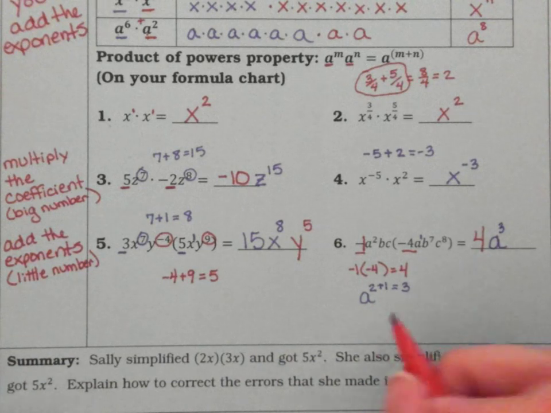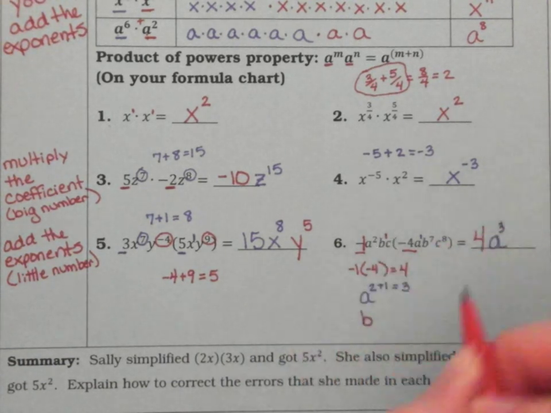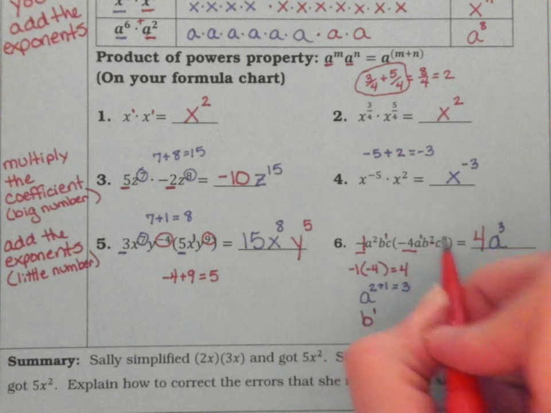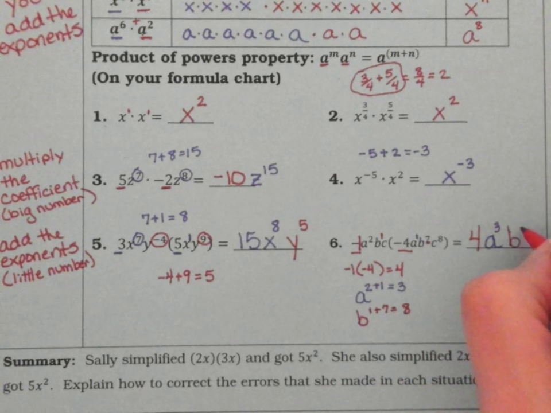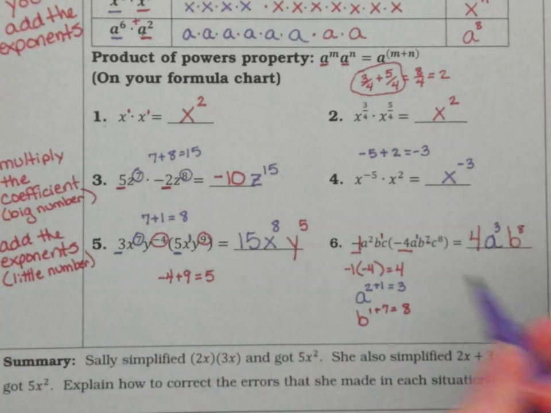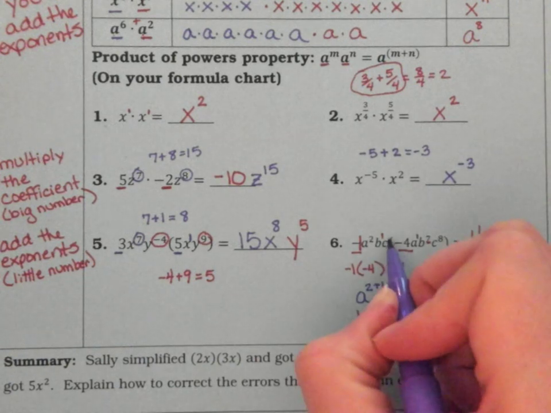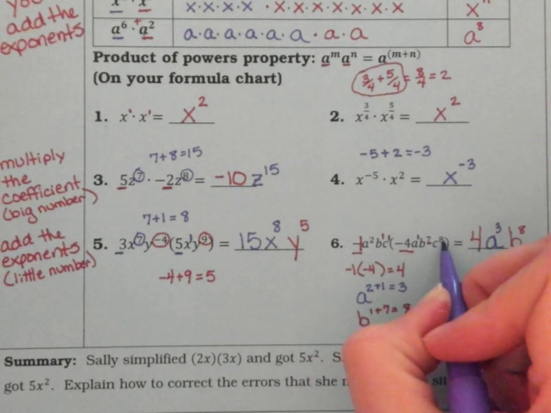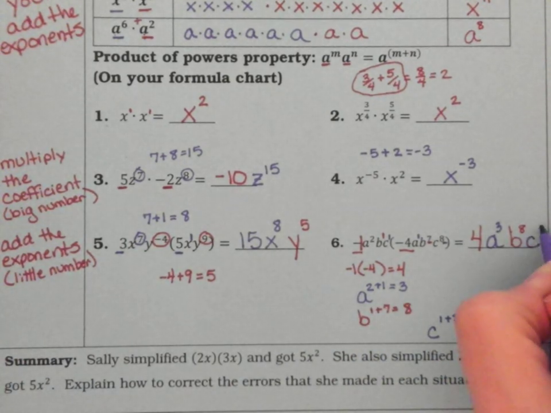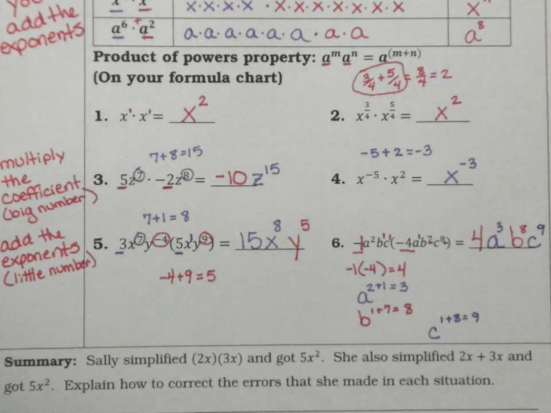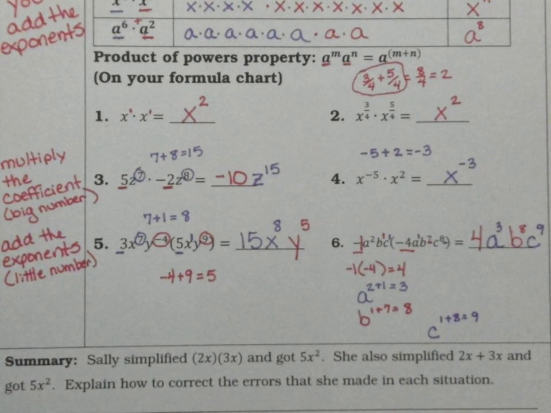And then I have b. There's an invisible 1 here, and then there's a 7. Plus 7 gives me 8. So this is b to the 8th power. And then I have c to the 1 plus 8, which is 9. So c to the 9th power. So again, all it is, we're multiplying the coefficients, and we're adding the exponents.